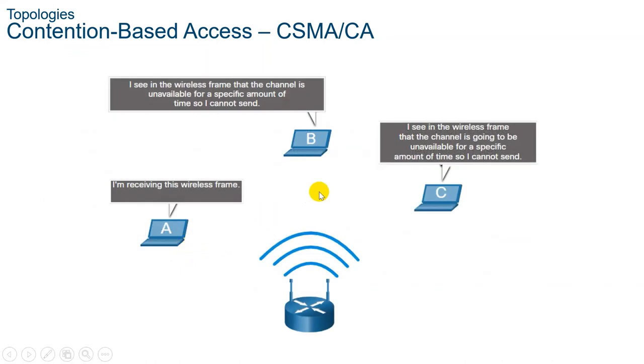On this figure here, host A is receiving a wireless frame from the access point. Host B and C will also see the frame and how long the medium will be unavailable. After a wireless device sends an 802.11 frame, the receiver returns an acknowledgement so that the sender knows the frame arrived.